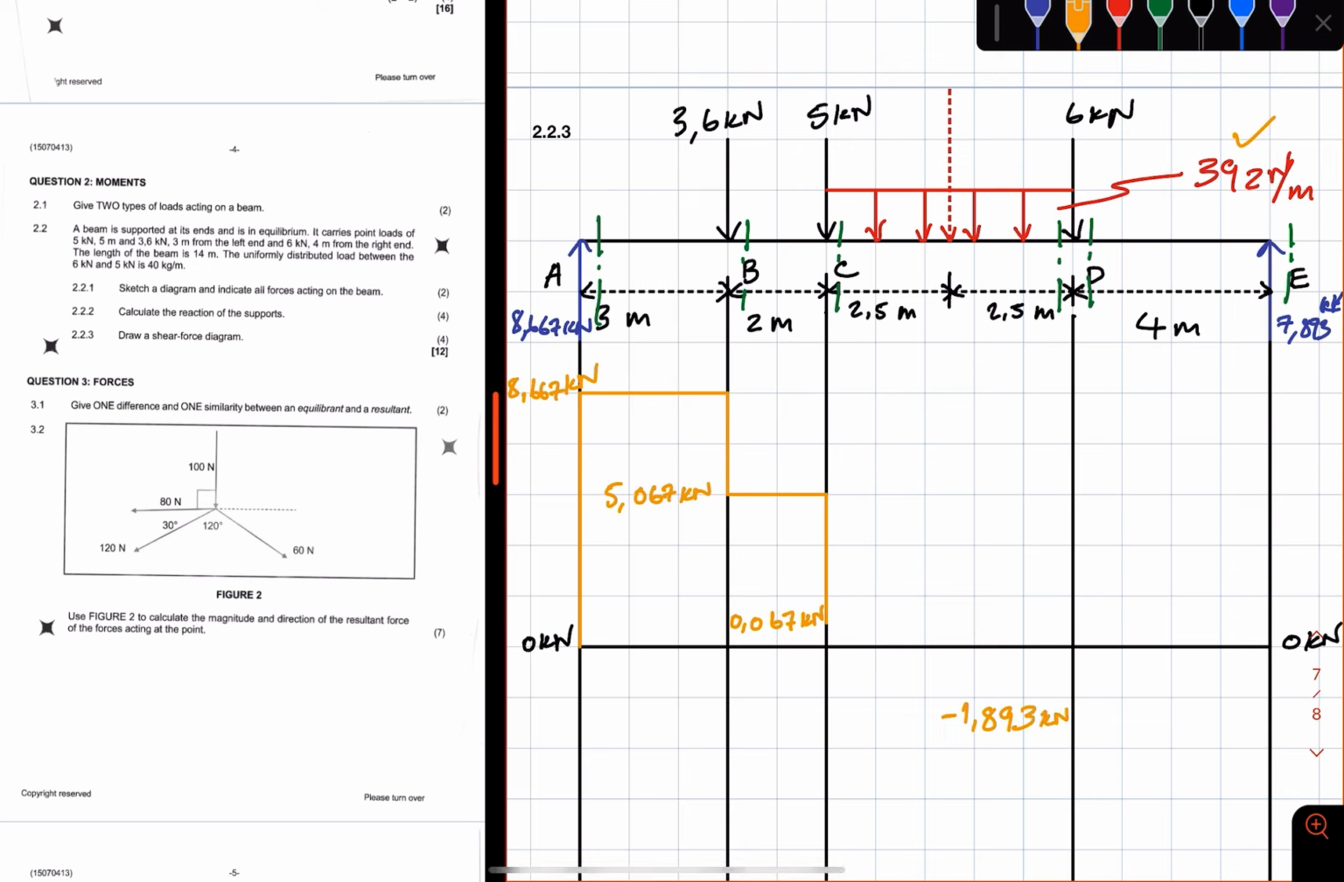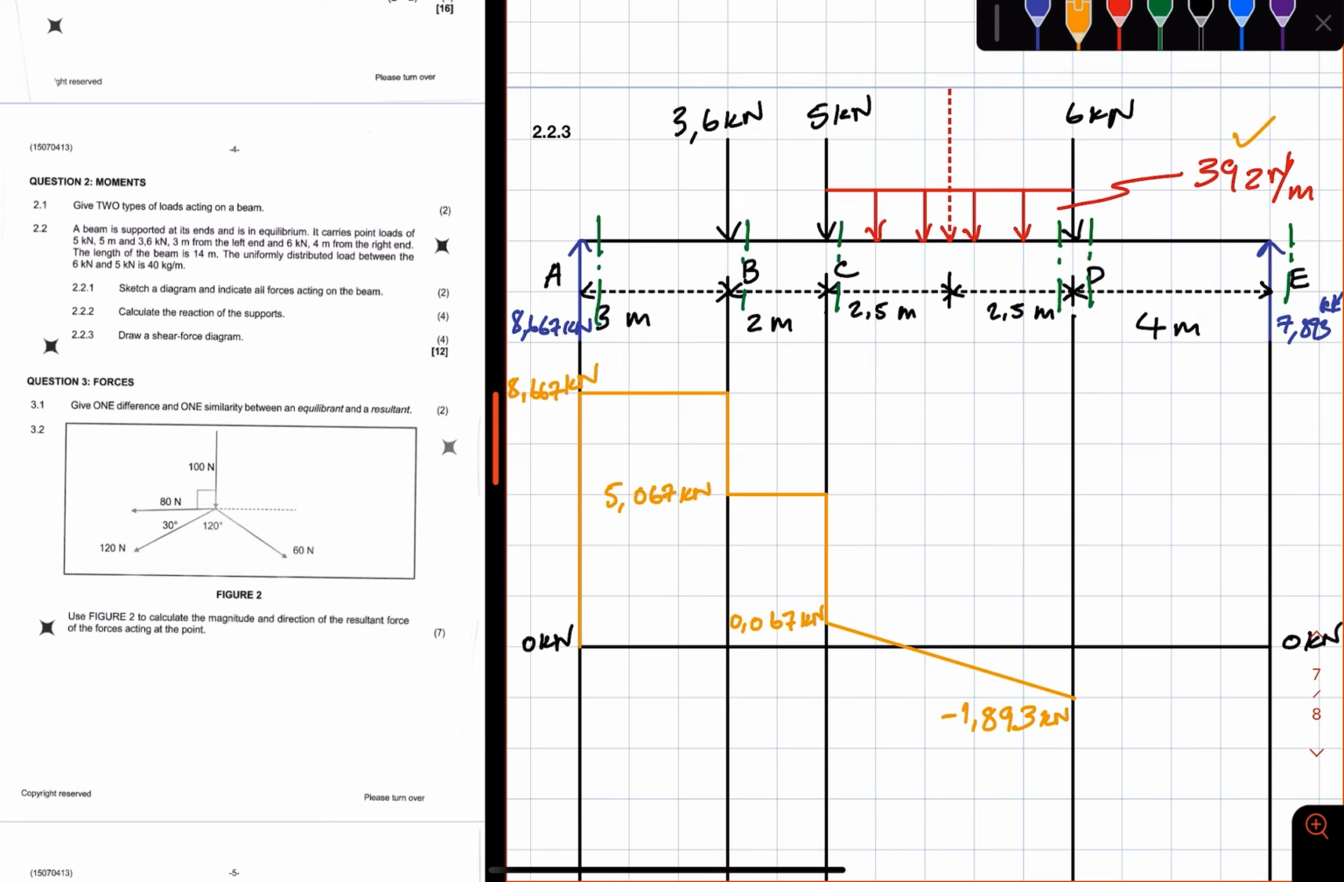893 kilonewtons, right? Let's say it's this point. Because there's a UDL between C and D, the line you draw between them is going to be a diagonal one, meaning from section C to section D we have a diagonal line representing the UDL between section C and section D.